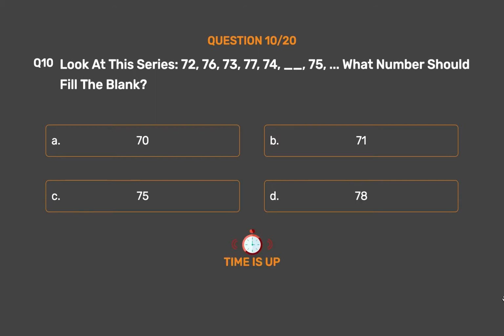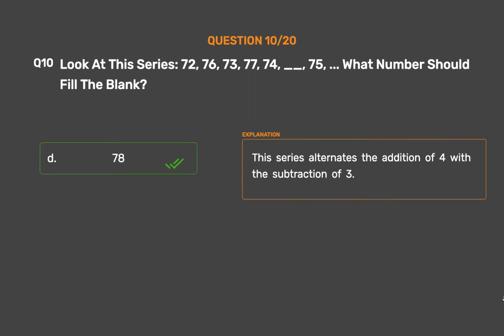The correct answer is option D, 78. This series alternates the addition of 4 with the subtraction of 3.